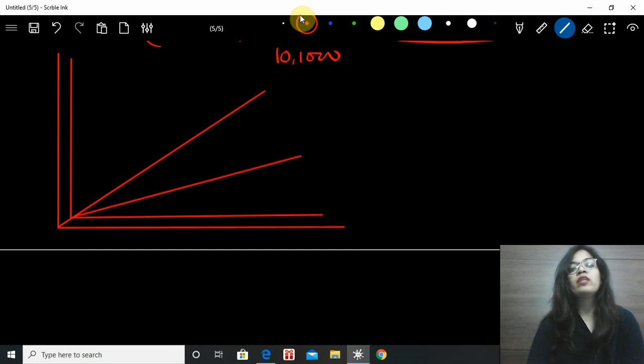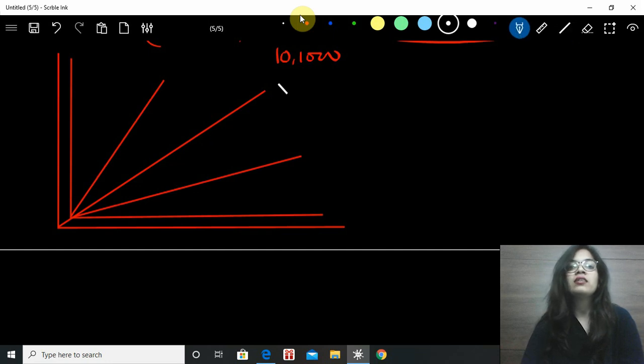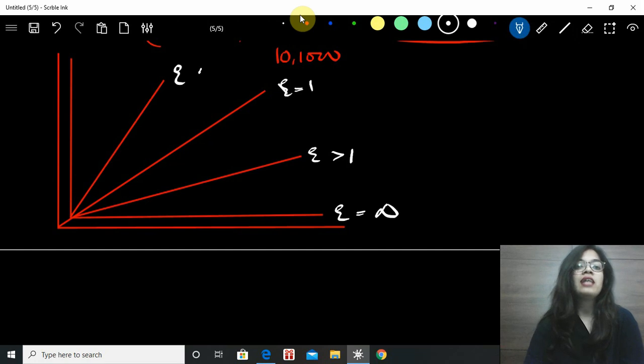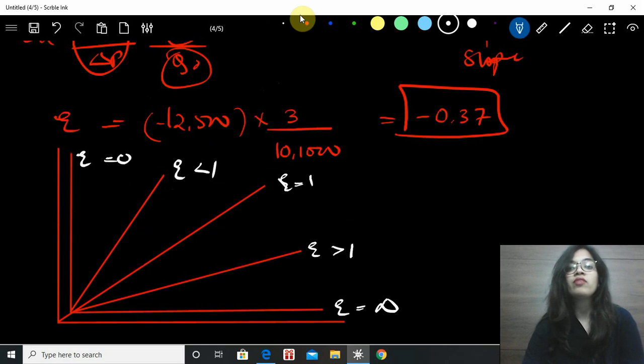This between unitary and perfectly elastic is relatively elastic, and this is relatively inelastic, right? Here elasticity is 1, here elasticity is greater than 1, here elasticity is infinite, here elasticity is less than 1, and here elasticity is equal to 0, right? Now here if it is less than 1 or even smaller than 0 or a negative figure, you can call it as relatively inelastic.